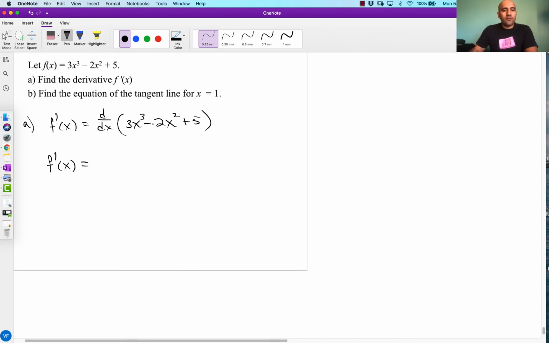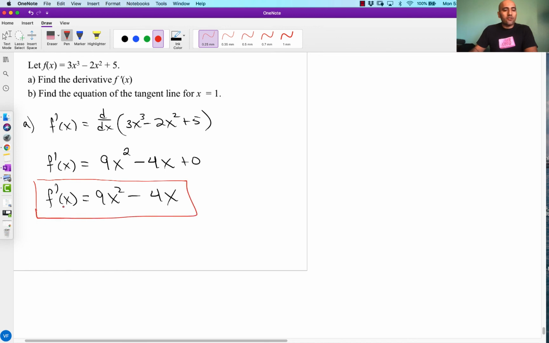And so we know that we can just take the derivative of each one separately. So this is just going to be 9x to the second power minus 4x to the first power plus 0. So we can just ignore it, or we can just put it in there. Plus 0 for that one. The derivative of a constant is 0. So f prime of x is just 9x squared minus 4x. Okay, that's the answer to part A.